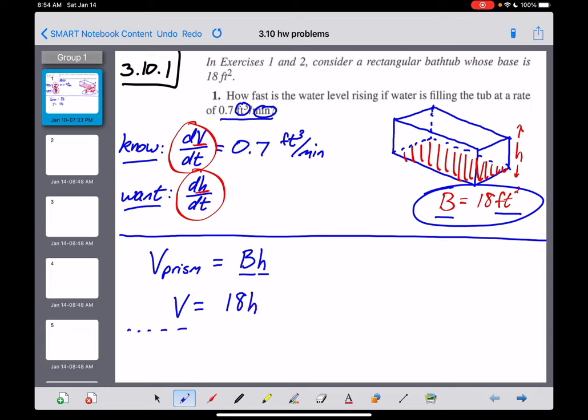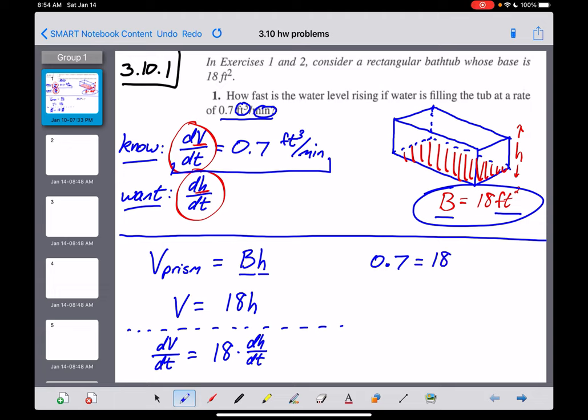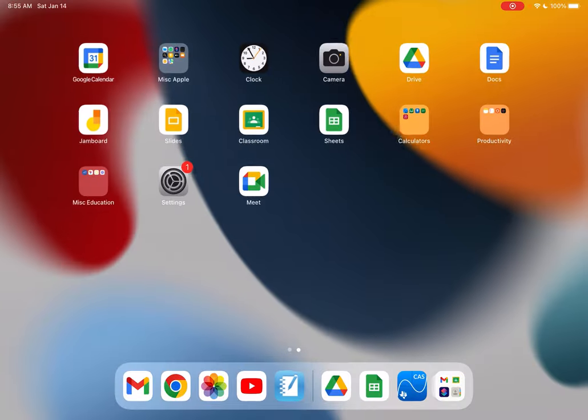And now that we've got that, I think we're ready to go ahead and take our derivative here. So the derivative of volume with respect to t would equal, well, the derivative of a linear function, like 18h, is always just its coefficient, 18, but because it's implicit differentiation, there's a times dh/dt at the end of all that. Now, let's fill in what we know. We know that dV/dt is equal to 0.7. So I'll put that on the left side, equal to 18 dh/dt. And that means that our answer to this problem, dh/dt, is going to be 0.7 divided by 18, which is certainly not a very nice number here.